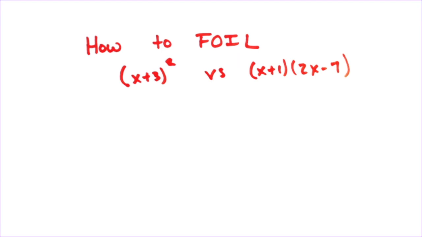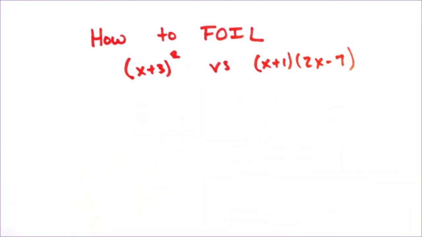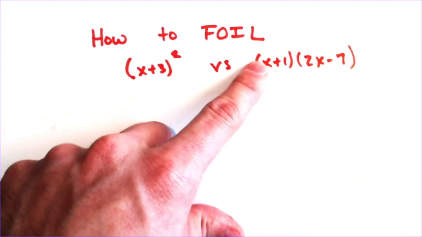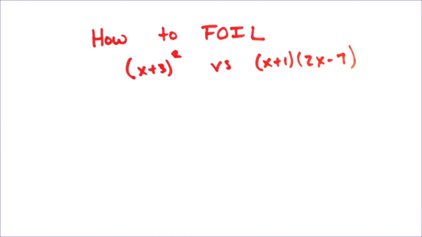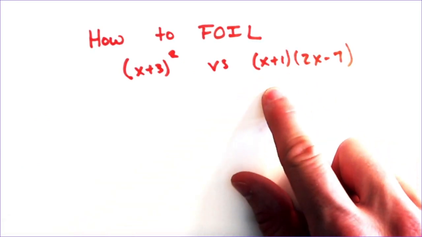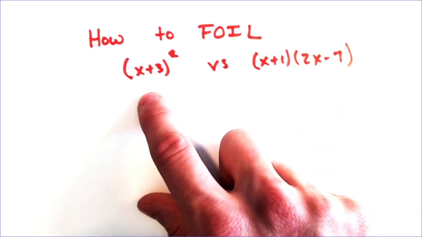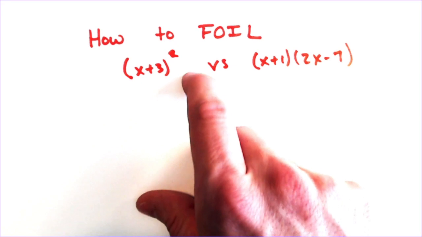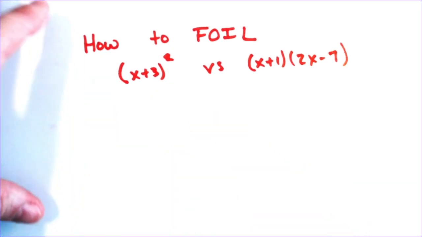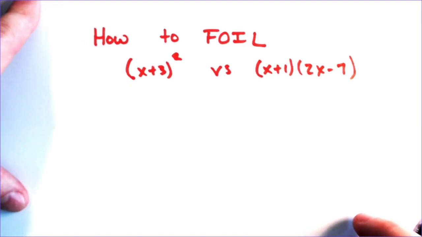Today we're going to be dealing with a relatively basic topic, the acronym FOIL, how to FOIL. FOIL technically stands for first, outer, inner, and last. There are really two types of FOIL problems that you could ever be presented, one of which is the normal one, where you've got something like x plus 1 times 2x minus 7. And the other one is still a FOIL problem. It's something like x plus 3 squared. Okay? So FOIL really just means that you're going to be doing a double distribution.